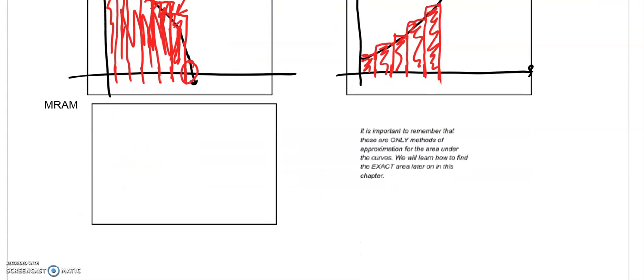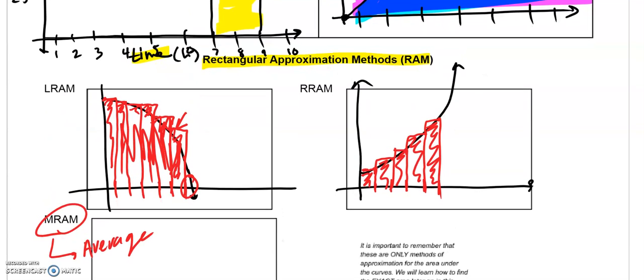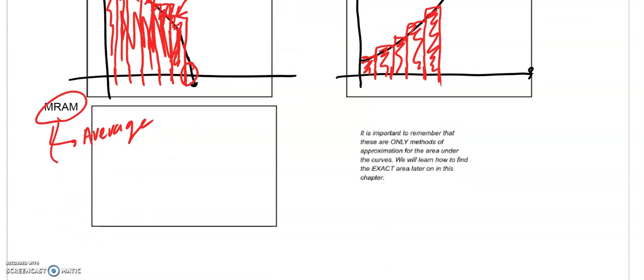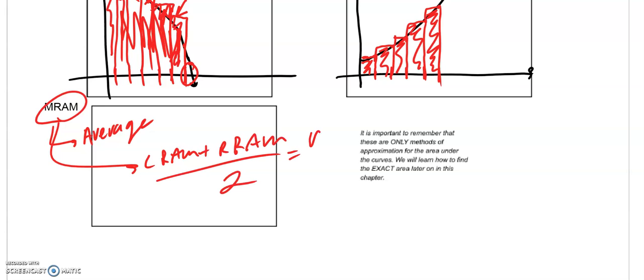And then the MRAM, I'm not going to do an example here, but this is basically where instead of the left or the right part of that rectangle hitting the function, the middle part hits the function. This is used a lot of times when you want to find the average between the two. In fact, if you take the LRAM plus the RRAM divided by 2, that would equal the MRAM. So LRAM plus RRAM divided by 2, that's the MRAM.